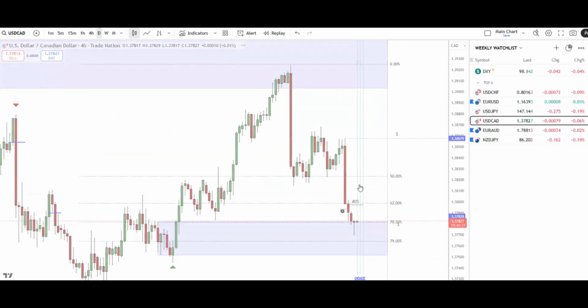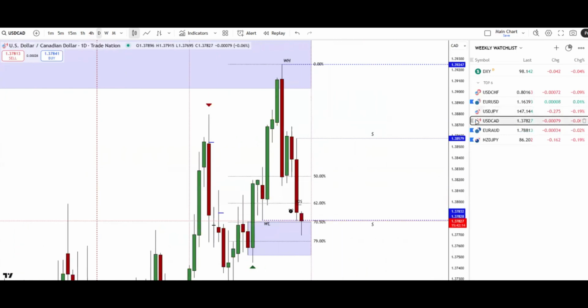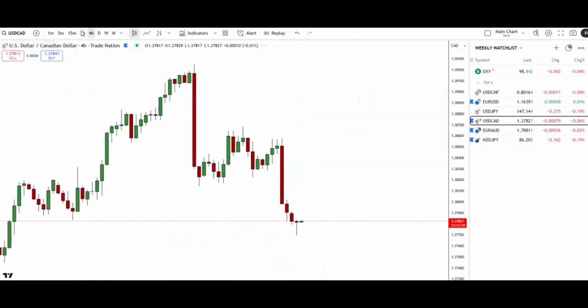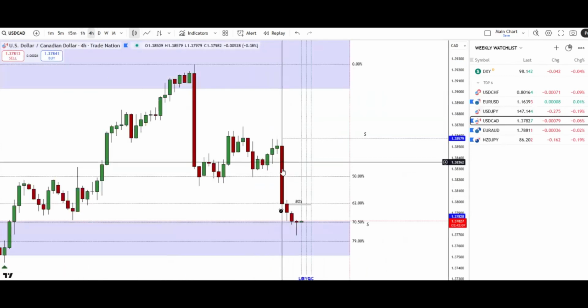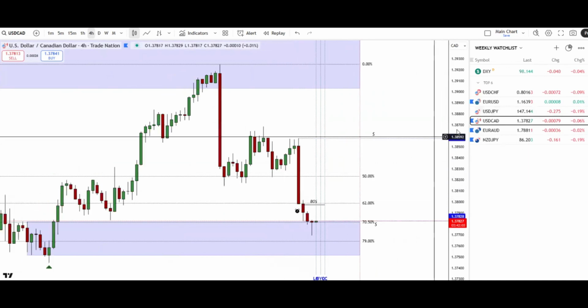USD CAD is in quite a good area, daily area. We swept that weekly low. Only thing is we have moved quite a bit, and so it may not play out this week. I think it may be something for early next week, but something I'll definitely keep an eye out for.